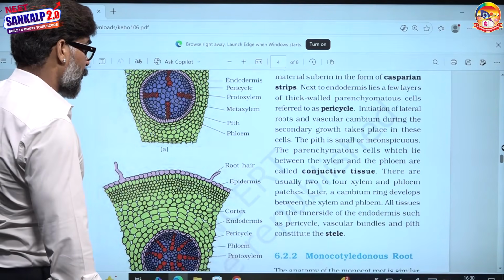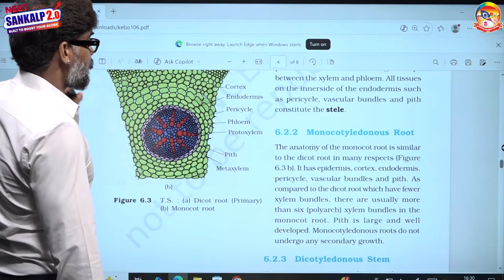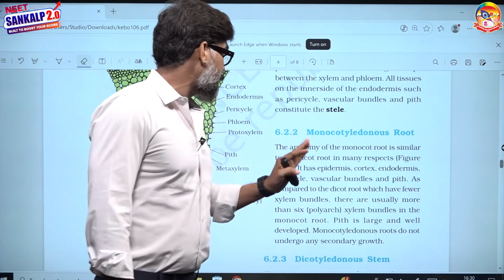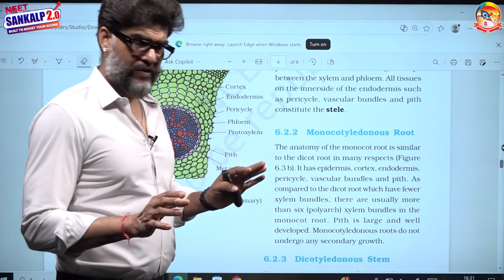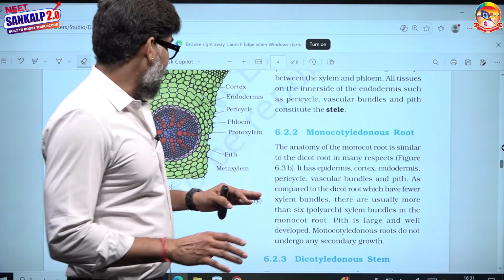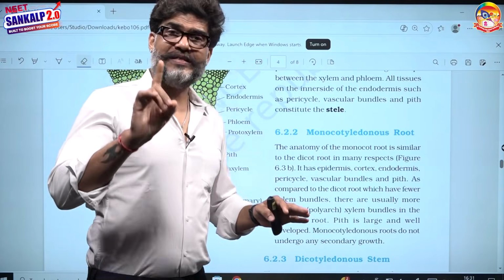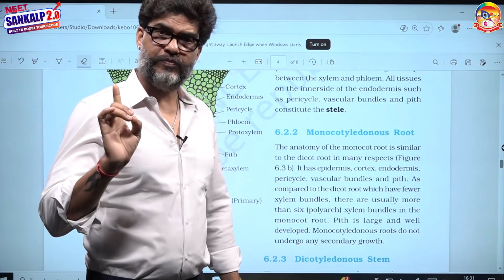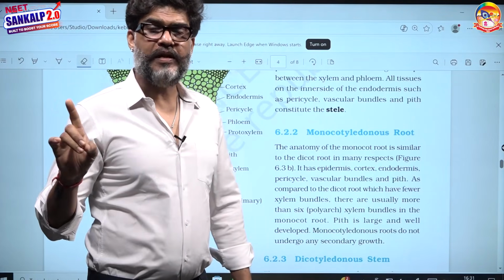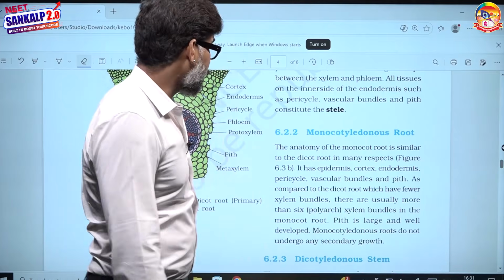Then anatomy of the monocot root. The anatomy of the monocot root is similar to the dicot root in many respects. I just want to highlight what the differences are. Number one, in case of monocot root, pericycle will perform only one function, that is initiation of lateral root. Means cambium ring development would not be there because monocots do not have provision for secondary growth.